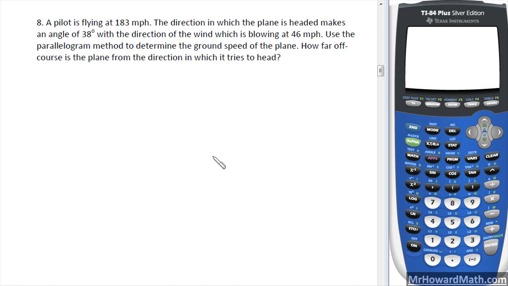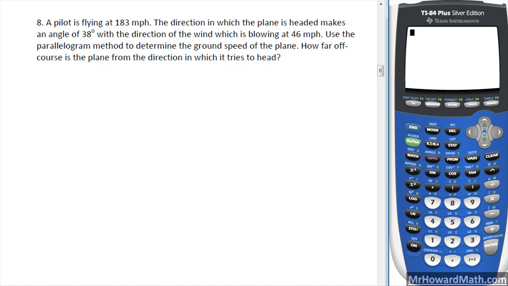A pilot is flying at 183 miles per hour. The direction in which the plane is headed makes an angle of 38 degrees with the direction of the wind, which is blowing at 46 miles per hour. Use the parallelogram method to determine the ground speed of the plane. How far off course is the plane from the direction in which it tries to head?